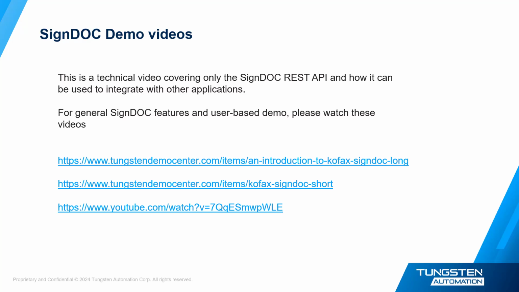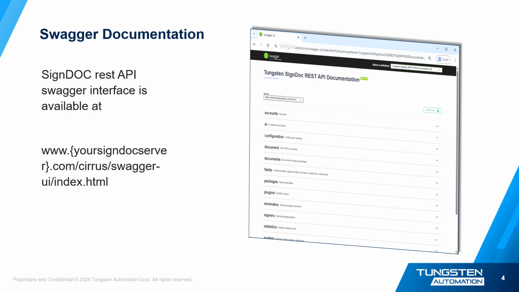SignDOC REST API. The SignDOC API documentation is available as a Swagger page. Whenever you install SignDOC, SignDOC REST API is installed along with it, and its documentation is available at the URL specified here, which is your SignDOC server /cyrus/swagger. So this is an interactive page, and so you would be able to actually test your REST API connections and commands in this Swagger web page.